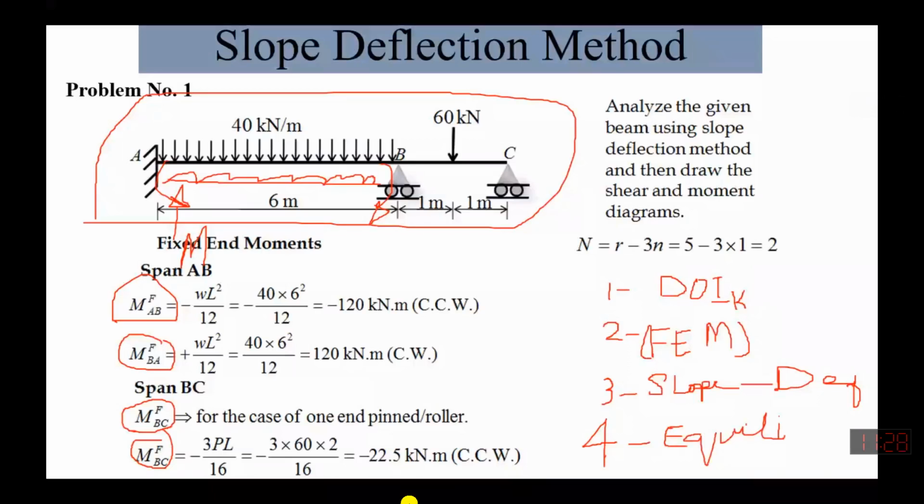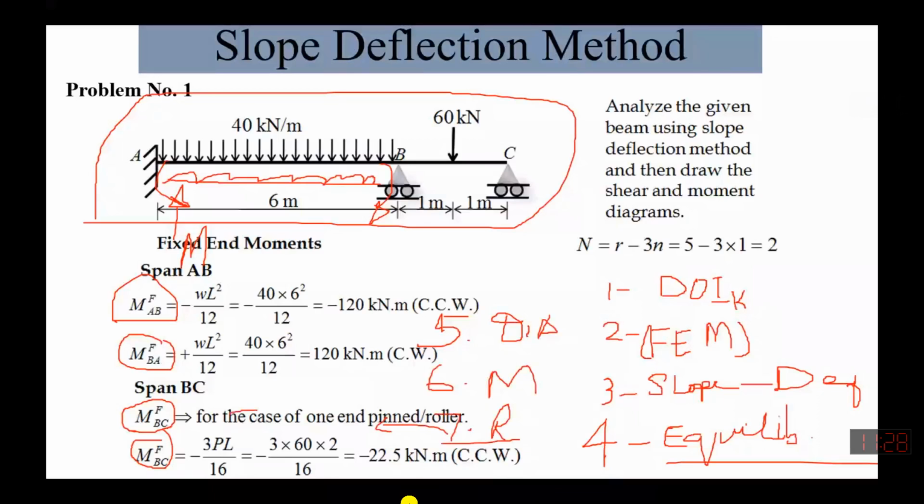So after applying the equilibrium condition, gentlemen, we are going to find the unknown moments or unknown rotations. Step 5 will be to find theta and delta. Then step 6 will be to find the end moments. After finding the end moments, we'll find the reactions. And once we have the reactions, we can draw the shear force and bending moment diagram.